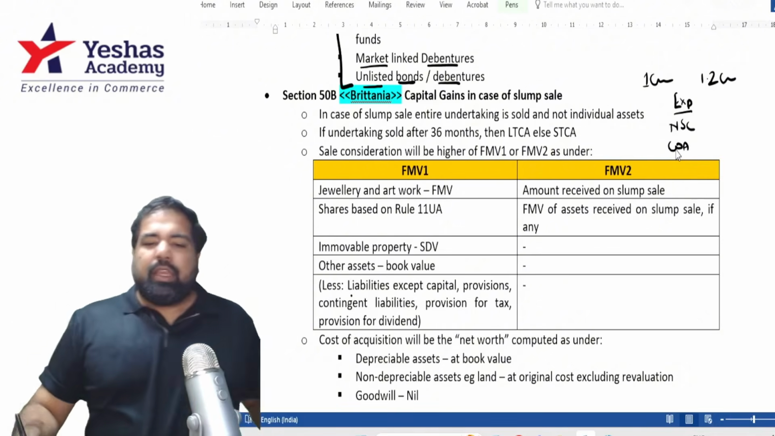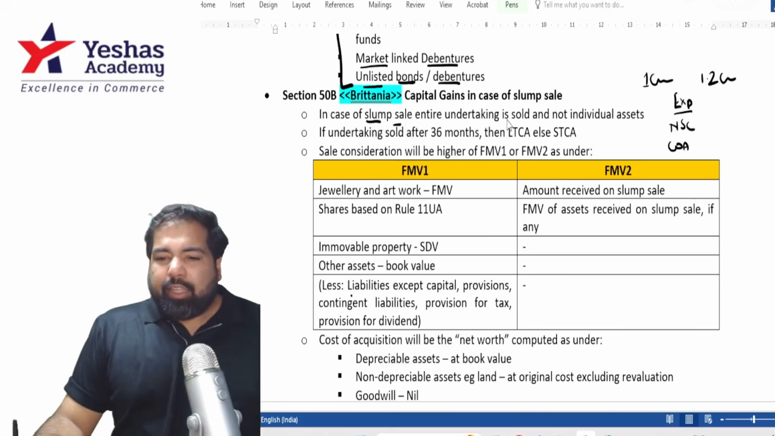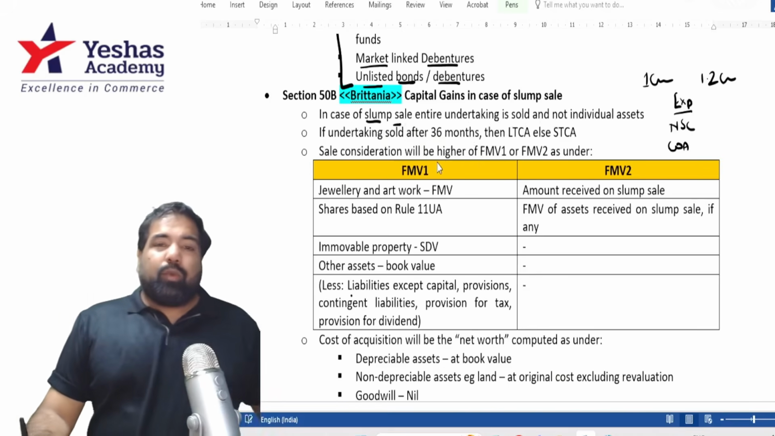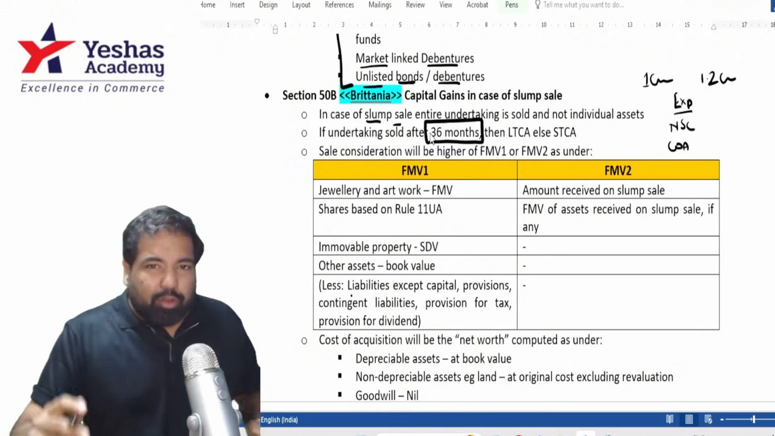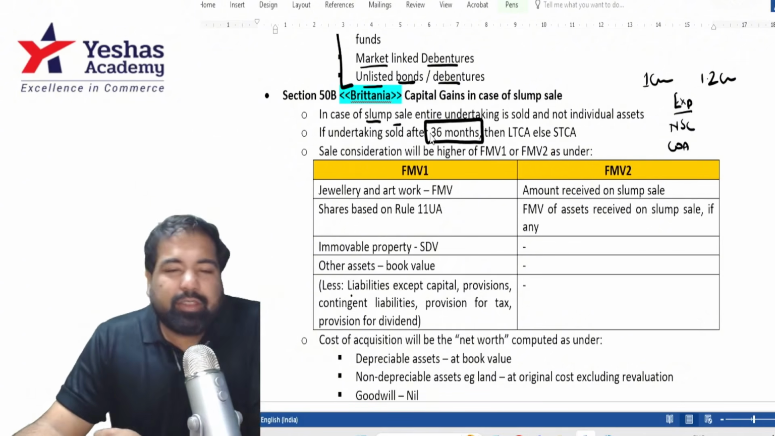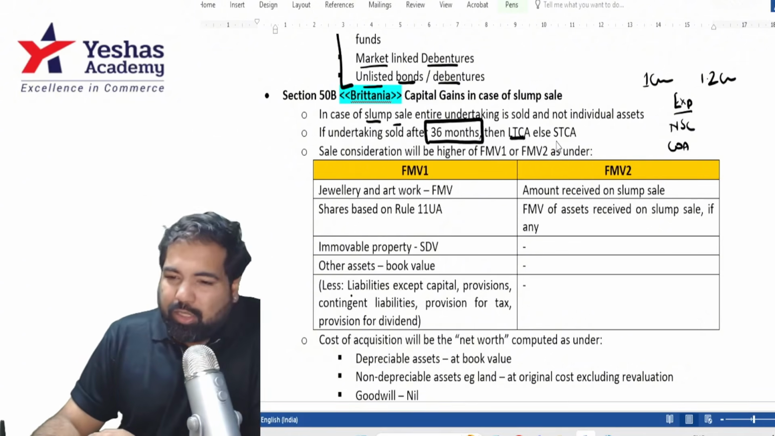Let's see how this works. In case of slump sale, where the entire undertaking is sold, by the way, here it's not 1 year or 2 year. If the asset is held for more than 36 months, that is 3 years, they forgot to make that 1 year, 2 year change here. So here 3 years still remains. It is called long term, otherwise short term capital asset.